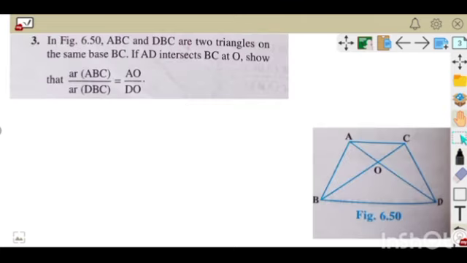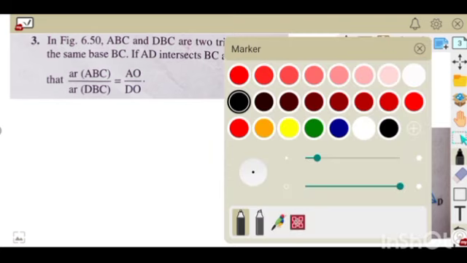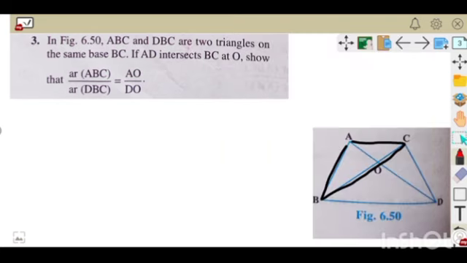We have question number 3. In figure 6.50, ABC and DBC are two triangles on the same base BC. If AD intersects BC at O, so that area of triangle ABC by area of triangle DBC equal to what? AO by DO. Okay, so first, where is triangle ABC? We'll see now. ABC. This triangle. And what about DBC? DBC.